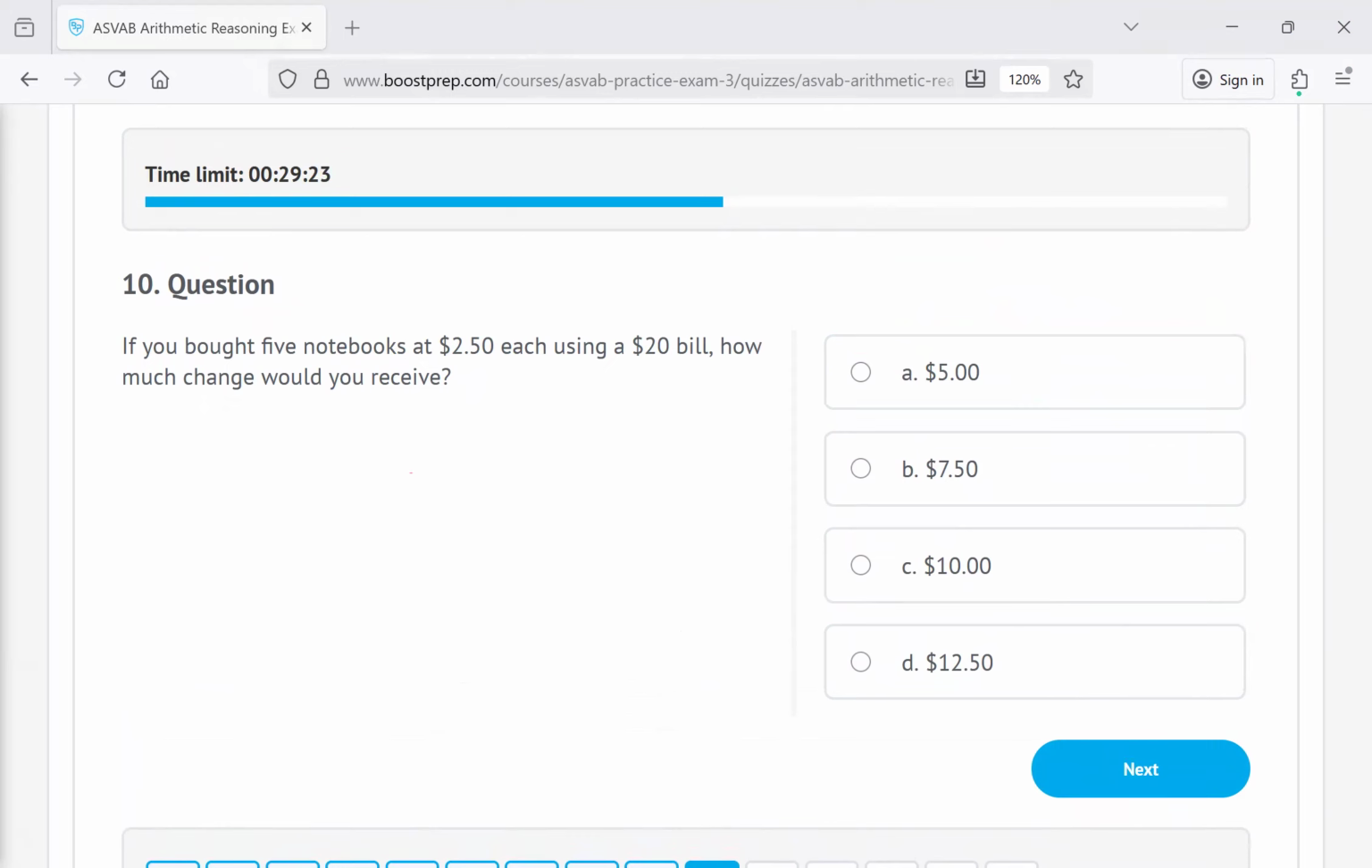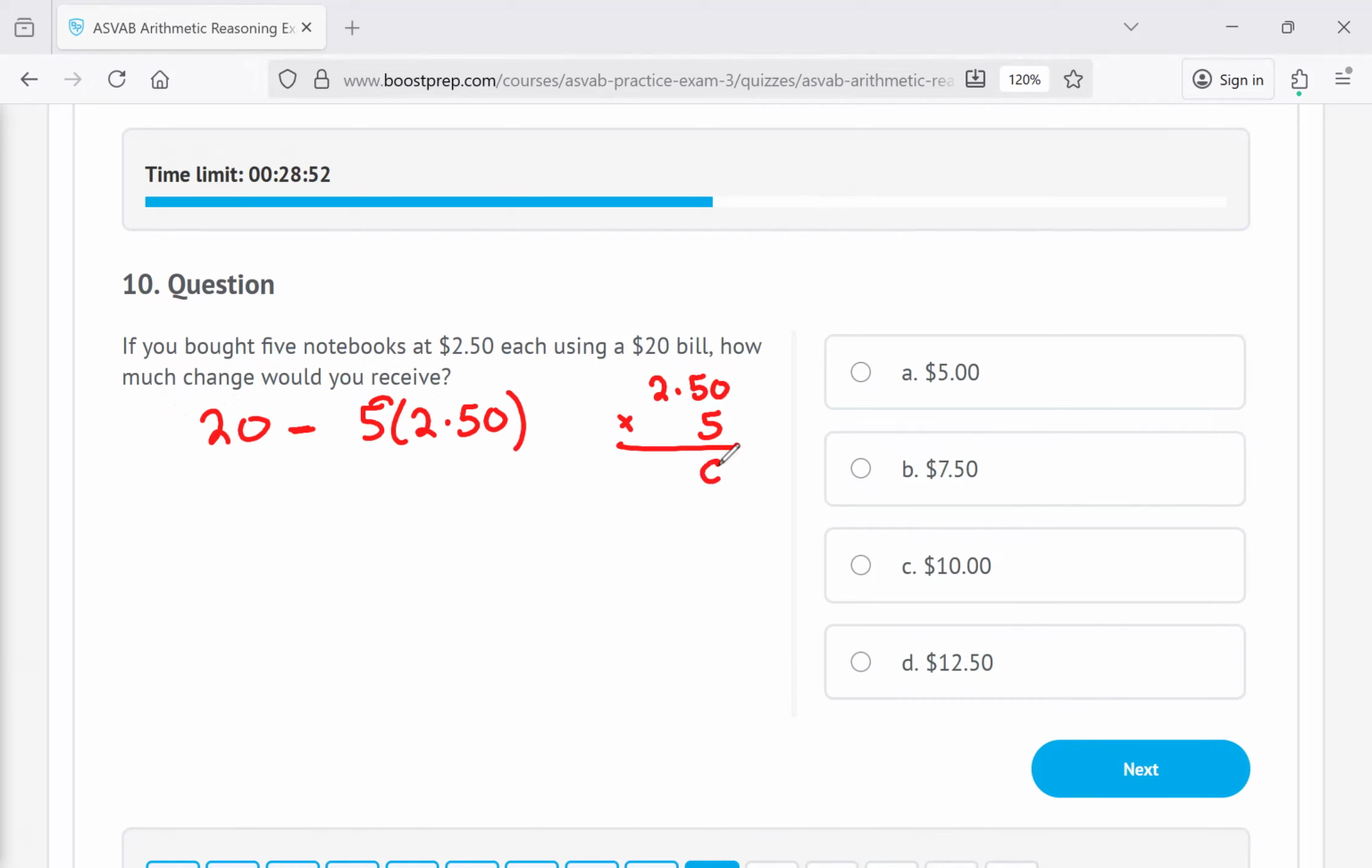Okay, question 10. If you bought five notebooks at 2.50 each using a $20 bill, how much would the change be? Now, this one's pretty straightforward, right? You have $20 minus five notebooks, so five times 2.50 will give us your change. So first, what's five times 2.50? So 2.50 on the top and five on the bottom, right? 2.50 has three sig figs, and five is only one.